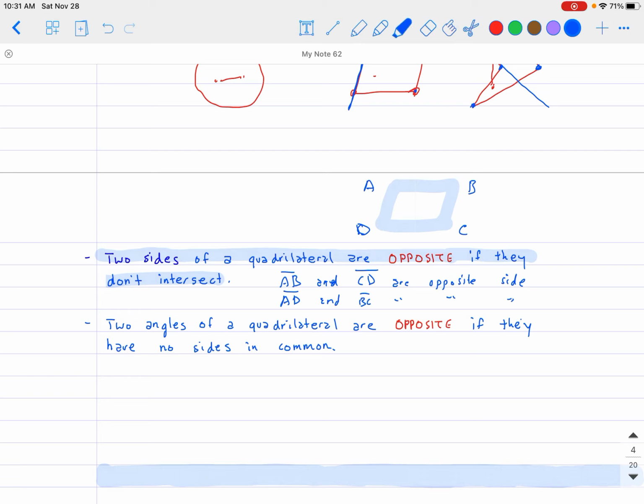And then for the last part, two angles of a quadrilateral are considered opposite if they do not share a side in common. So here we can say that angle D right here and angle B right here are opposite angles, because notice they don't share a side in this case. They're on the opposite of each other. Then we also have angle A and angle C, which are opposite angles.